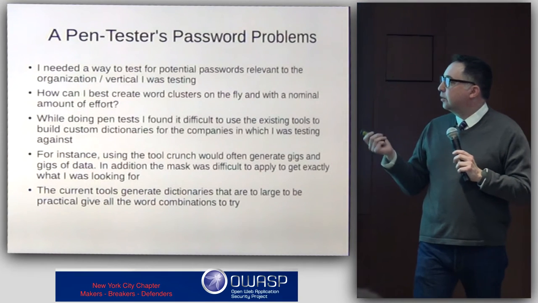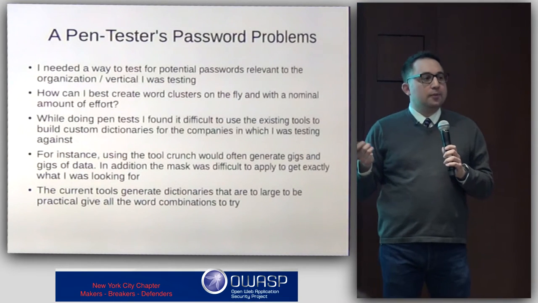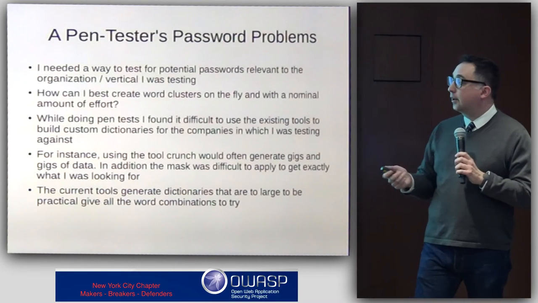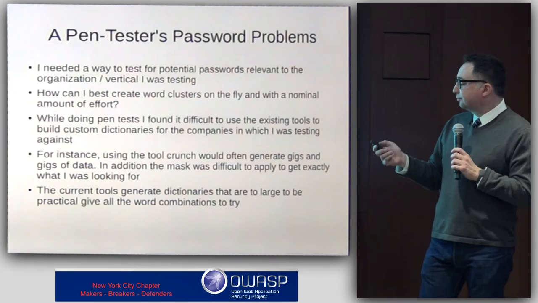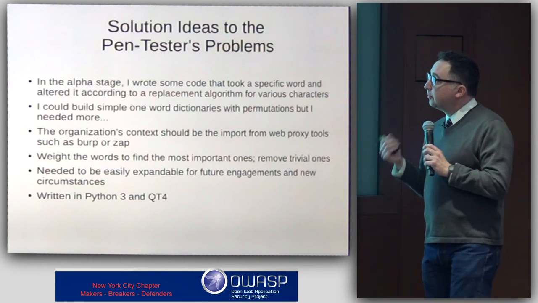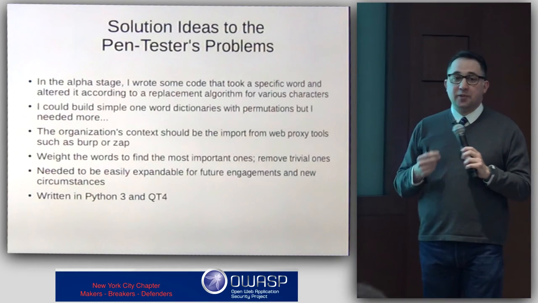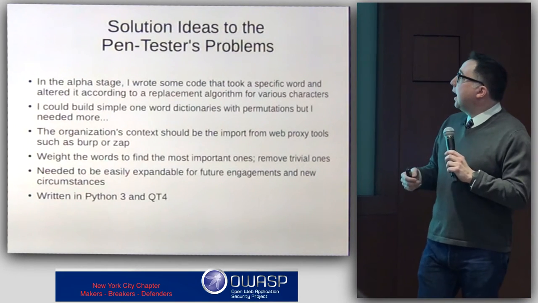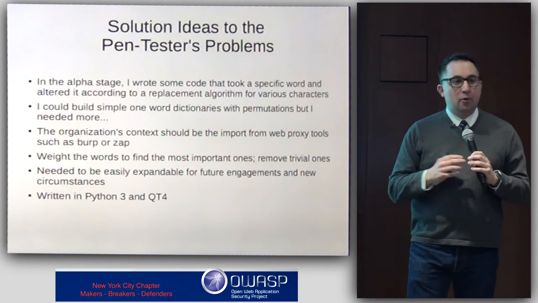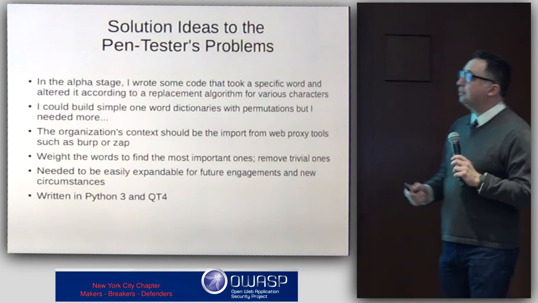An example of which was, are you guys familiar with the tool Crunch that's on Kali? That was one of the ones. It's good, but it's difficult to configure to get exactly what you want. So in the alpha stage, very early on, I wrote some code that took a specific word and altered it according to a specific replacement pattern. And although I could build very simple one-word dictionaries, I wanted a way to do a lot more that was not manual. That was the key.